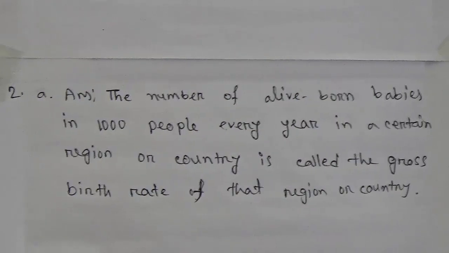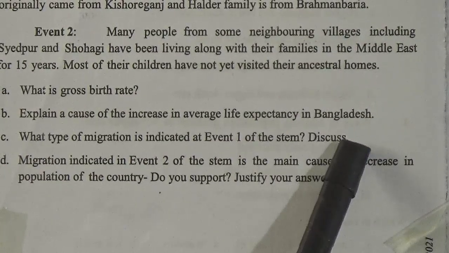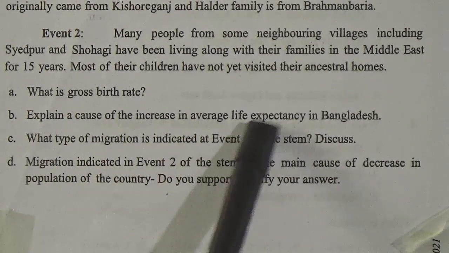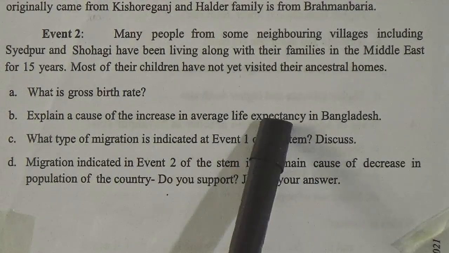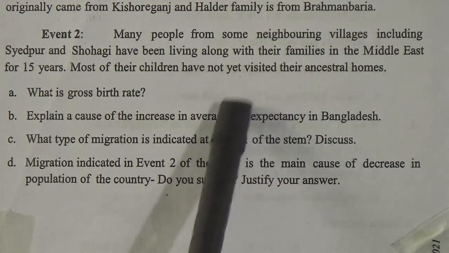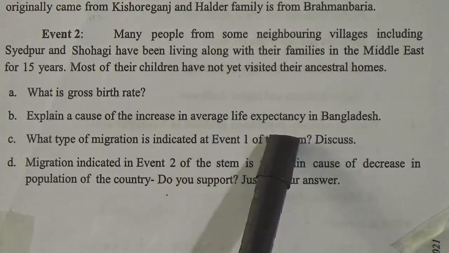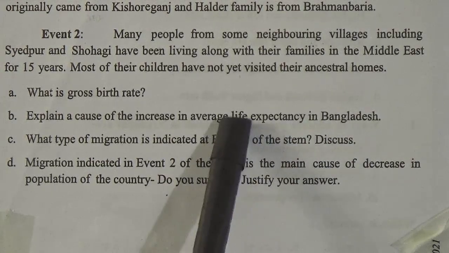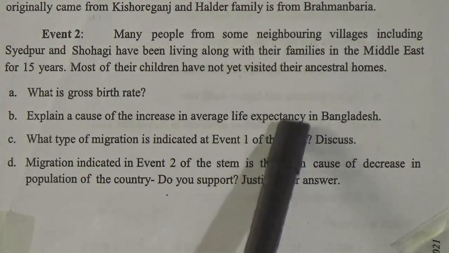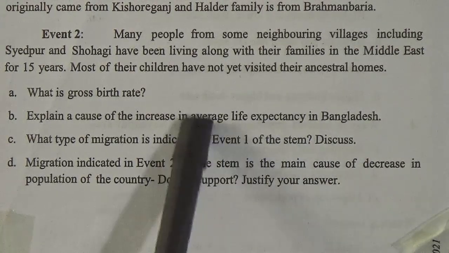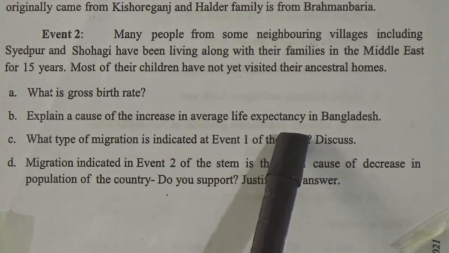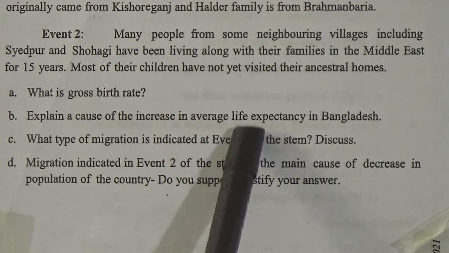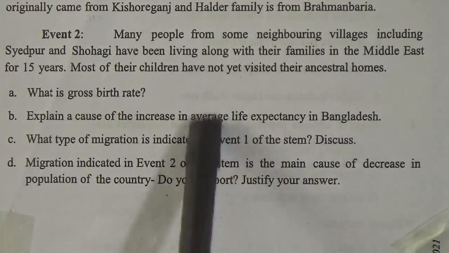And now question number B, explain a cause of the increase in average life expectancy in Bangladesh. What is the cause of the increase in average life expectancy? Life expectancy means people are living more than their expectation. Like I suppose I may live for 60 years, or after 60 years I think I can die, but it is increasing. The percentage is increasing. Now life expectancy for a male person is about 72 years, and for a female person maybe it is 72, 73 years. I am not quite sure, but this is related to this.